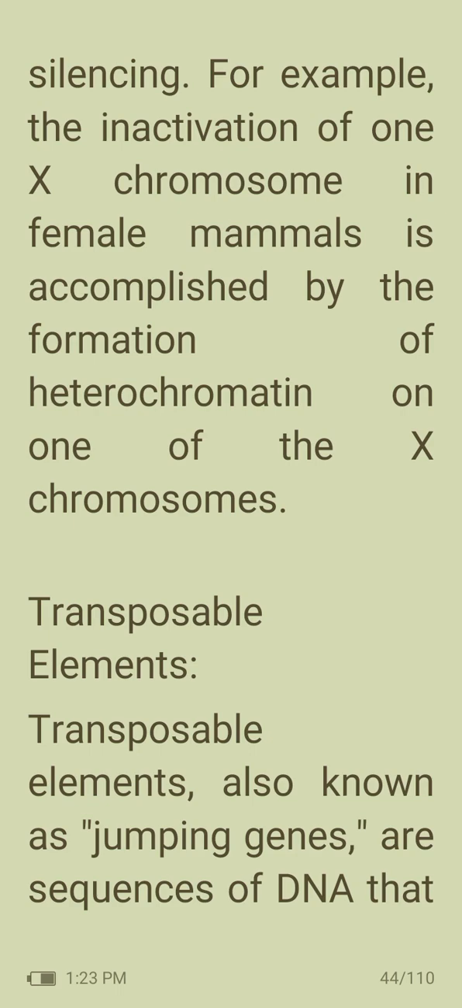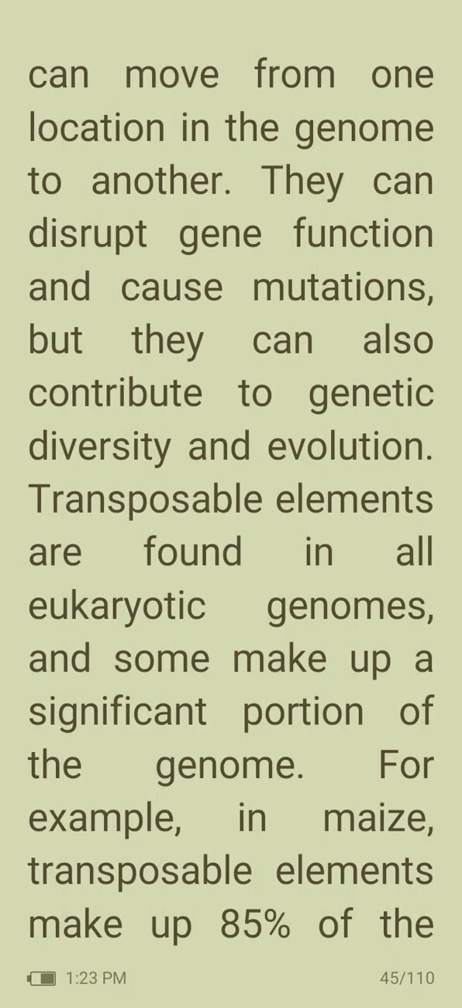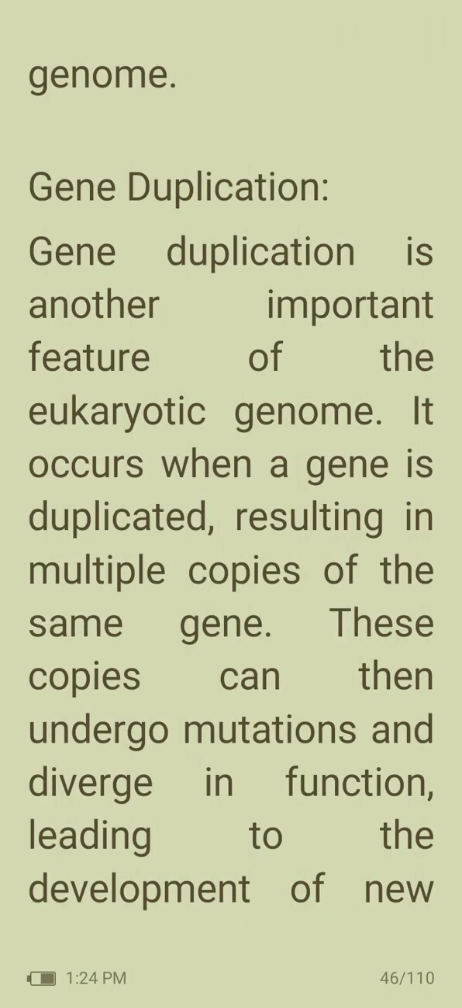Then transposable elements. Transposable elements, also known as jumping genes, are sequences of DNA that can move from one location in the genome to another. They can disrupt gene function and cause mutations, but they can also contribute to genetic diversity and evolution. Transposable elements are found in all eukaryotic genomes and some make up a significant portion of the genome. For example, in maize, transposable elements make up to 85% of the genome.